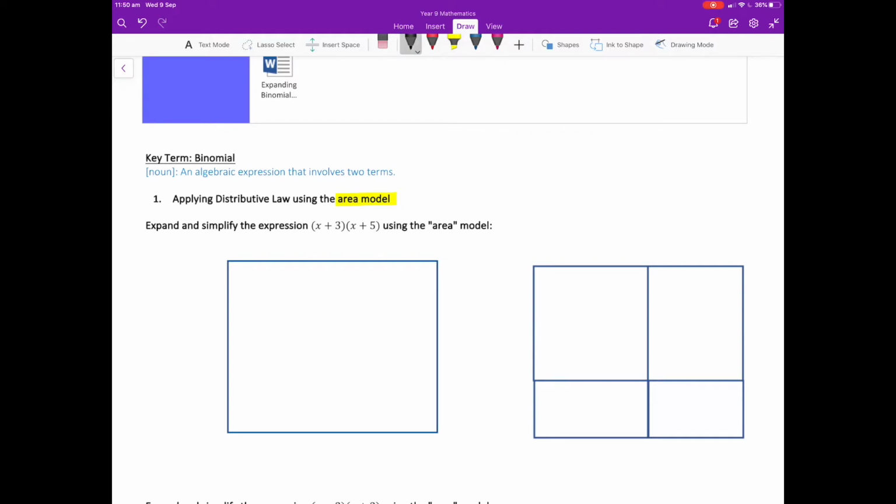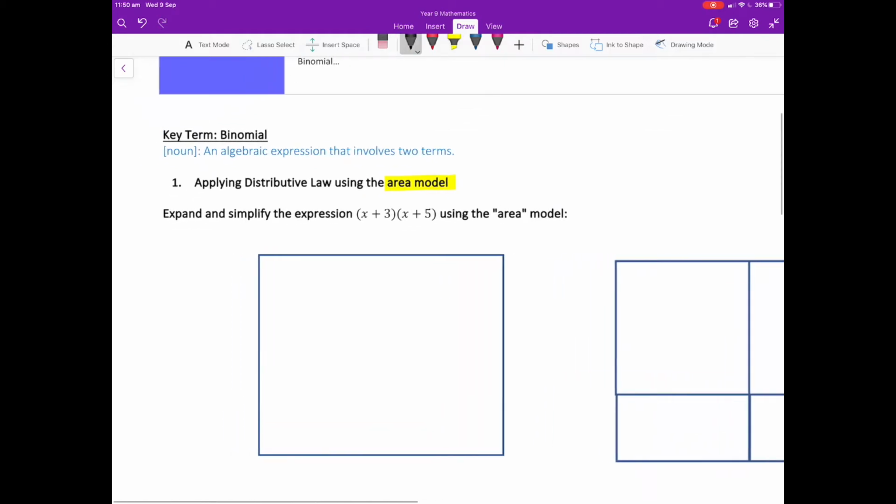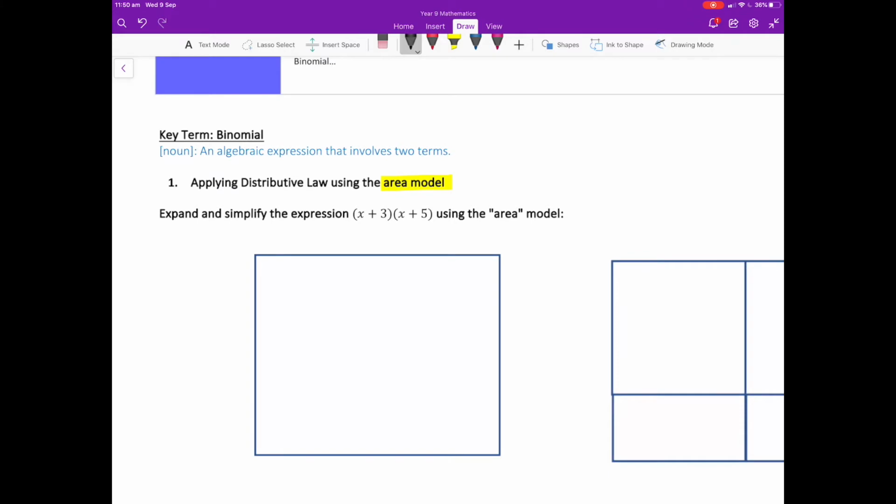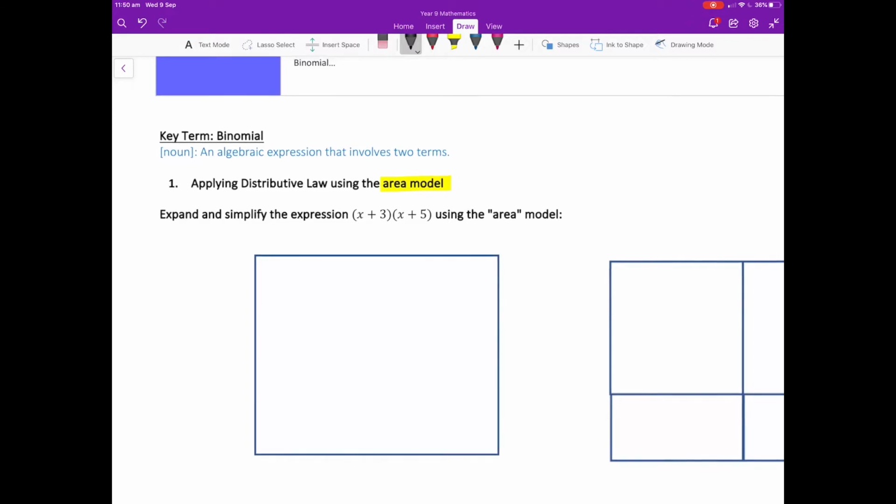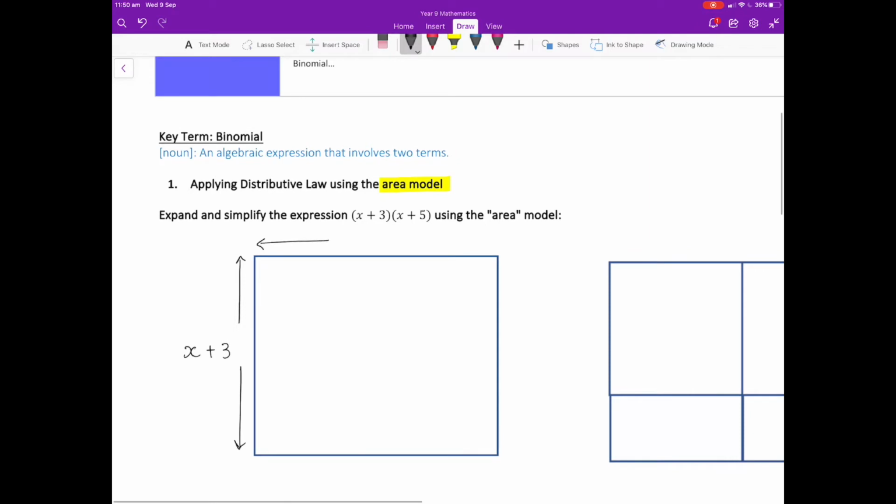So let's actually label this particular rectangle here. So we've got our binomial expression in that it's got two terms. So the first being x plus 3. So I'm going to write that here. So I'm going to make this have a length of x plus 3. And then I'm going to make the top and the bottom have a length of x plus 5.